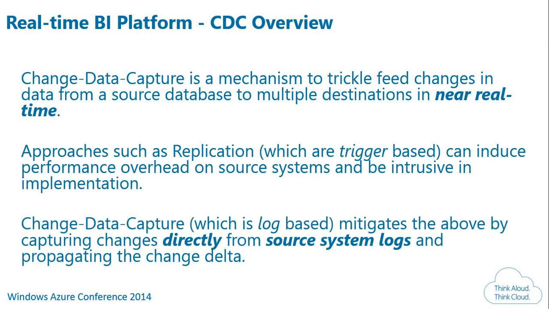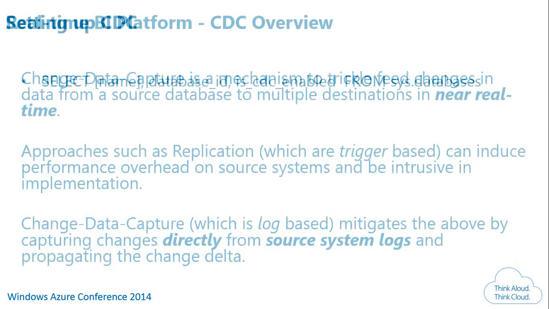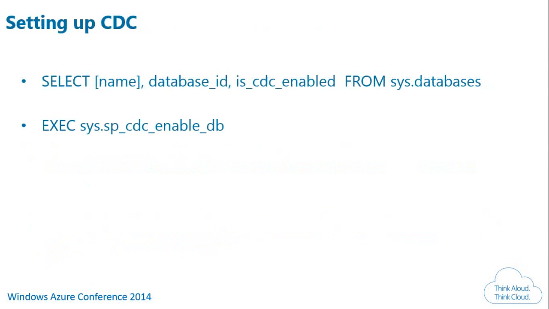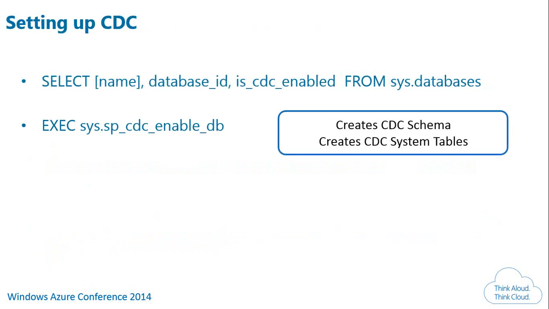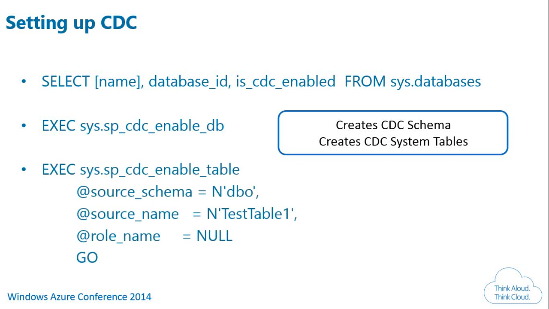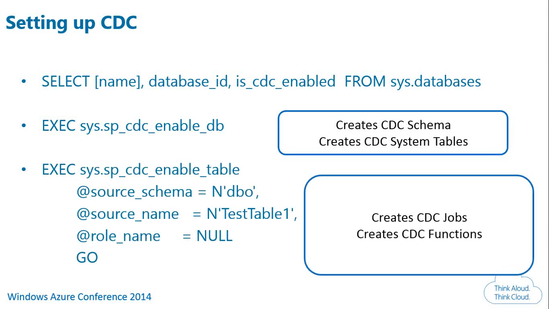How did we do it? Setting it up was simple. We queried to find out if the database was CDC enabled. If it was not, we enabled CDC by executing a system stored procedure. It created the CDC schema and the CDC system tables. And then we enabled it on a particular table. When we enabled it on a particular table, it created CDC jobs, and it also created the CDC functions, which I did not show you. But it is the function which will help in identifying what are the old changes and what are the new changes.